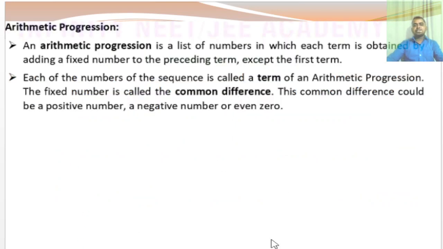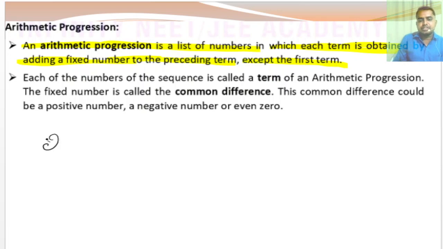Next, come to arithmetic progression. What is arithmetic progression? An arithmetic progression is a list of numbers in which each term is obtained by adding a fixed number to the preceding term, that is, the term before it, except the first term.